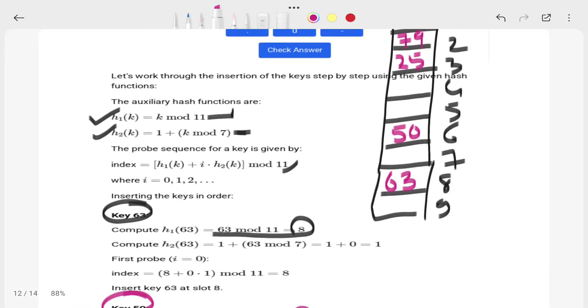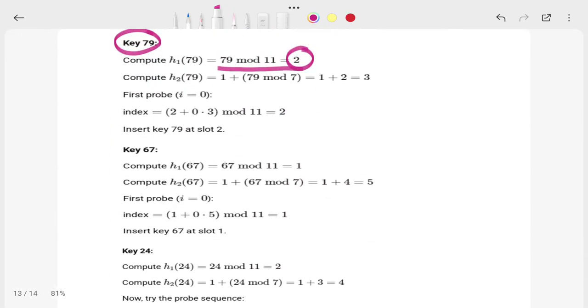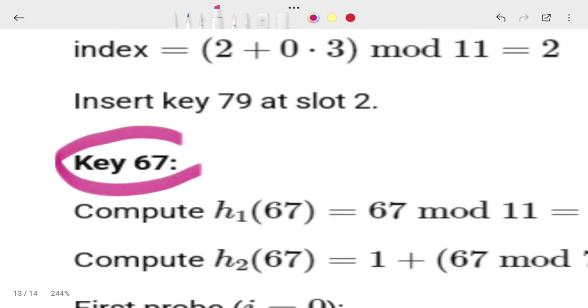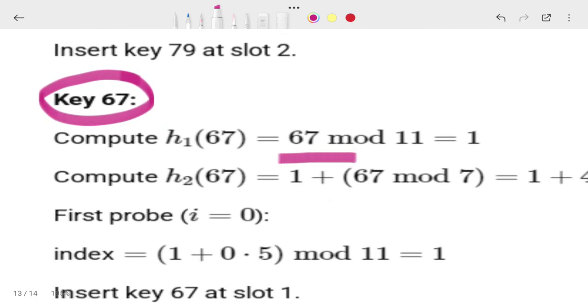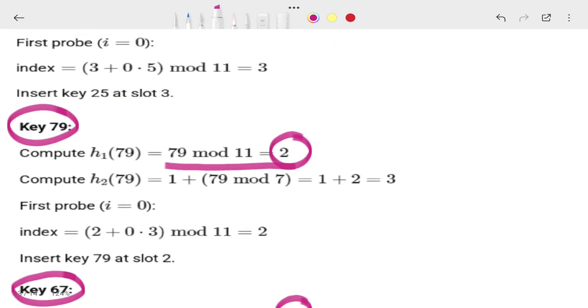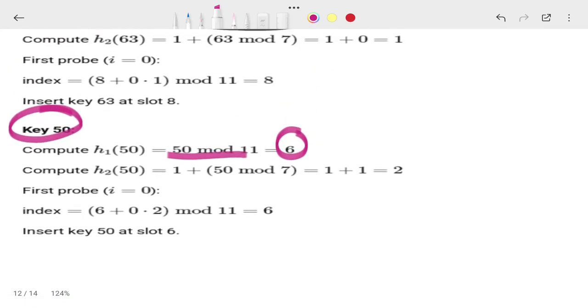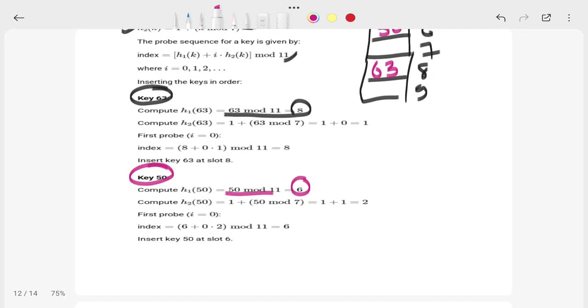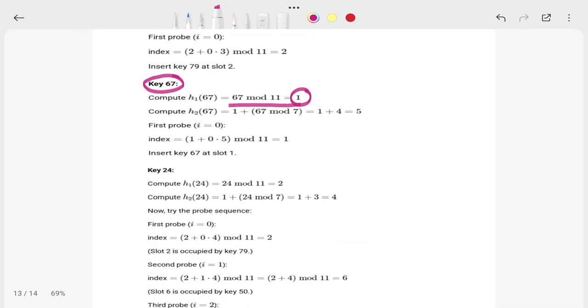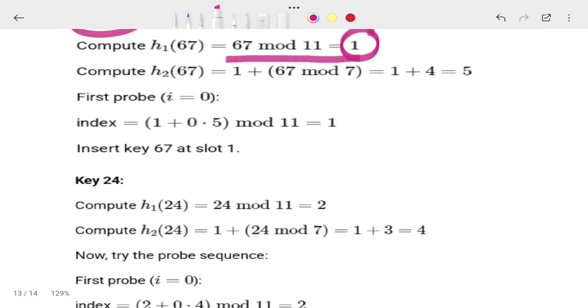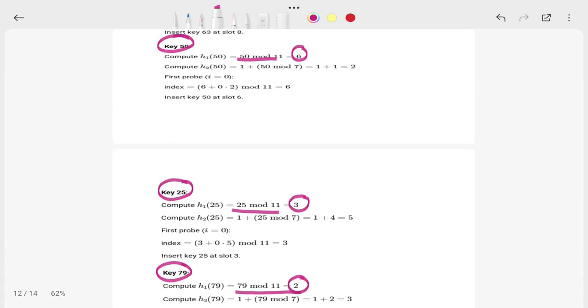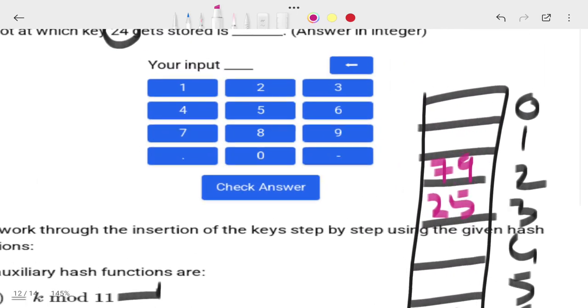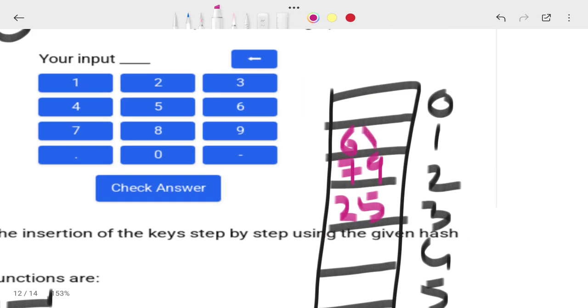Done. Now next, what is the next? My next is equal to 67. 67 divided by 11 gives remainder 1. I will check 1. 1 is vacant. Okay, so I can place this one here. Insert 67 at 1. I will place 67 here.